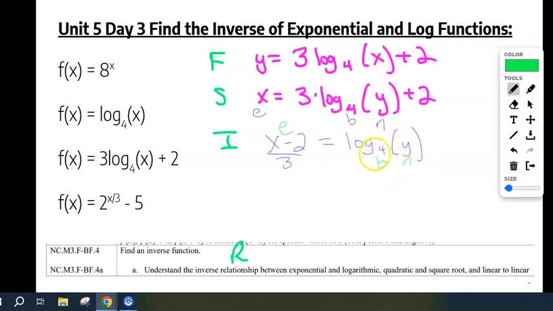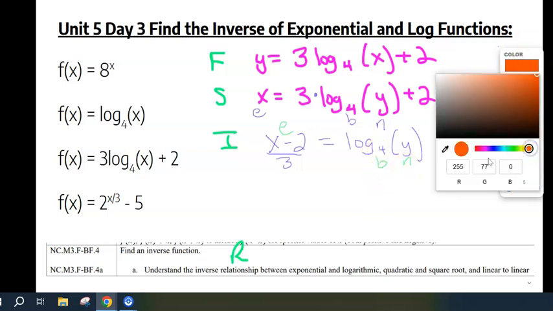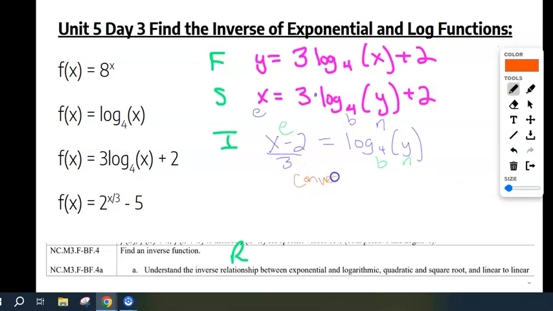How do I get rid of log 4? Convert it. Convert it to what form? It's currently in log, so we're converting to exponential. So just ask yourself BEN again. What's the base? 4. What's the exponent? X minus 2 over 3. I know it looks awkward. What's the number on the other side? Y. Once again, we got y by itself. Change y back to f of x, and you got it.